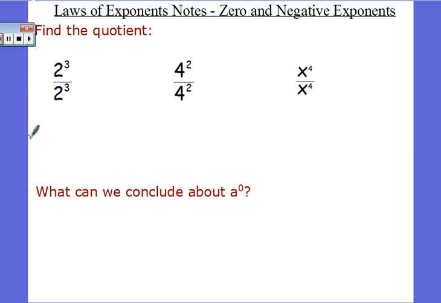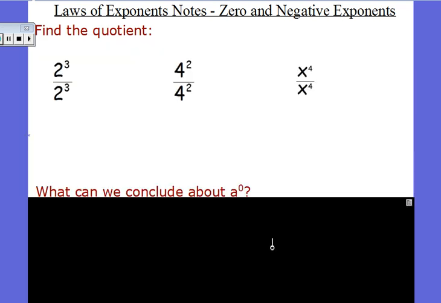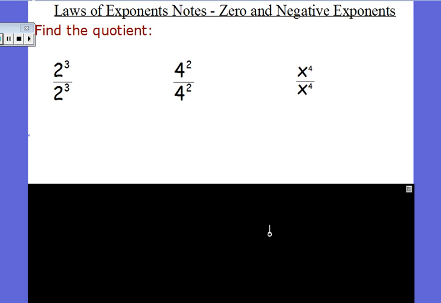Okay, so the last thing that we're going to look at is 0 and negative exponents. So we're going to just start with a little experiment that's not on your notes page. We want to find the quotients of each of these. So we're going to use our quotient of powers law, so dividing powers. The way we're going to do that is just by going through and subtracting their exponents.